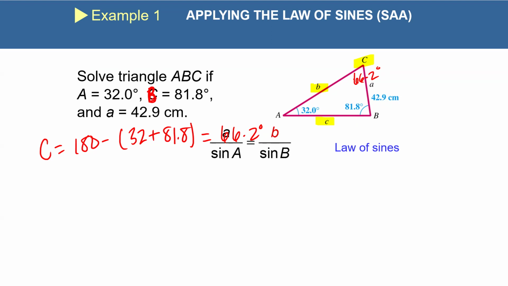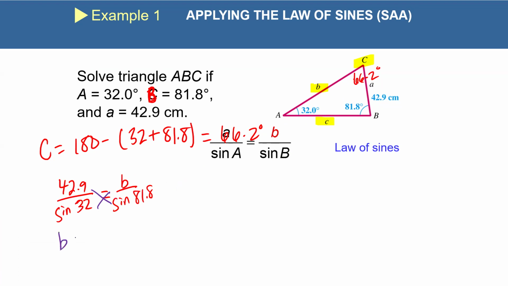All right, so A. Remember, your side is always across from your angle. So we have 42.9 over sine A, and sine A equals, I'm sorry, 32 equals, and we're looking for side B. So B is our unknown over sine of B. So sine of angle B, which is 81.8. In order to solve this, we're going to cross multiply, then divide.